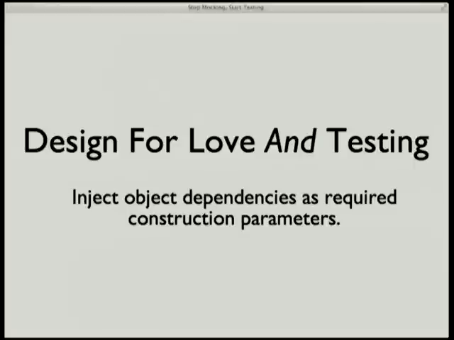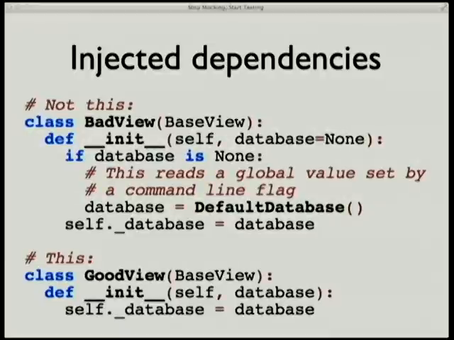We inject our object dependencies as required construction parameters. So let's take a look at this. We used to do the top, right? We used to have these, pass in a database handle, and if you don't pass one in, I'll construct the one that talks to a real database just dynamically from a command line flag. And we thought that was great because it meant that all of your production code required less code. And anytime you need to mock it out, just pass the mock one in.